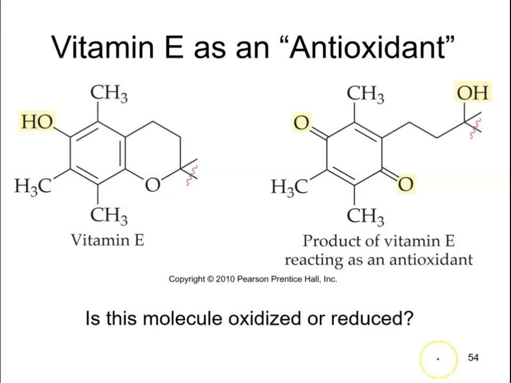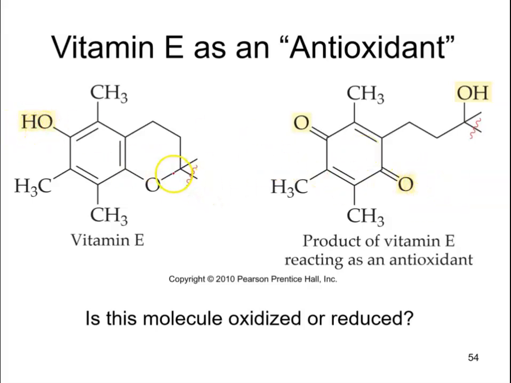This is an example of, when we talk about antioxidants, what does that actually mean? It just means that these things can protect us from those harmful oxidizing compounds. Basically, vitamin E can become an electron acceptor, and we can look and see. You can see here vitamin E. Here, this is a product of vitamin E reacting as an antioxidant. We can see that this becomes oxidized compared to over here.